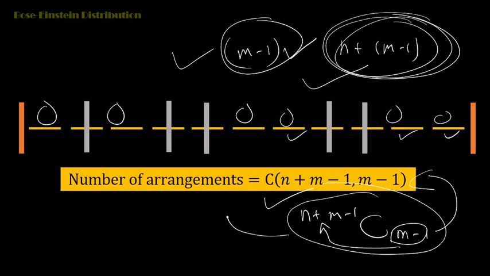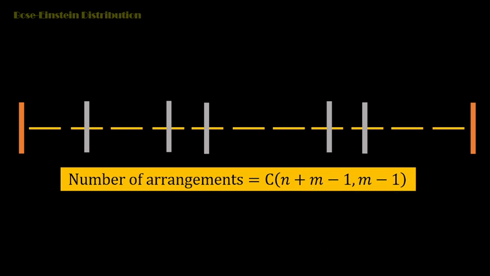So this is actually the number of ways we can arrange the balls into m boxes subject to the condition of indistinguishability and no restriction on the number of balls in a box. So this is the formula for Bose-Einstein distribution. If we select a different set of m minus 1 places and put walls there, we have a different arrangement. So the problem is simple. Just choose the set of m minus 1 places out of a total of n plus m minus 1, put walls there and fill the remaining n places with n balls and get a distinct arrangement.